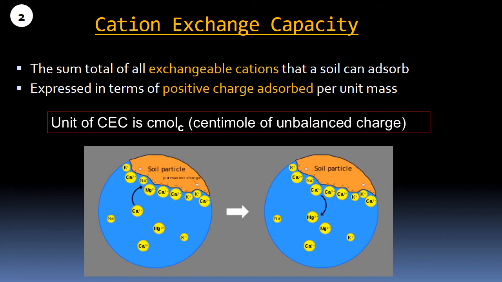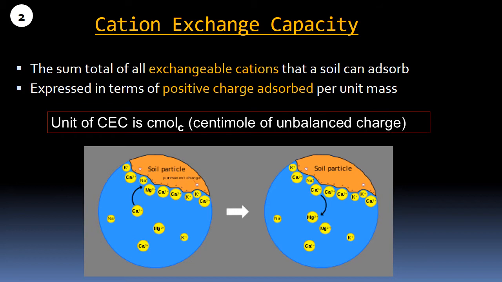So some of these cations would be adsorbed to the soil, satisfying these negative charges, while others would be in excess, existing in the soil solution. What happens with the exchange is that some of the cations in the soil solution will kick out some of the cations that are adsorbed in the soil, and replace them. And this process of kicking out cations from the adsorbed or exchangeable side is called the cation exchange capacity.